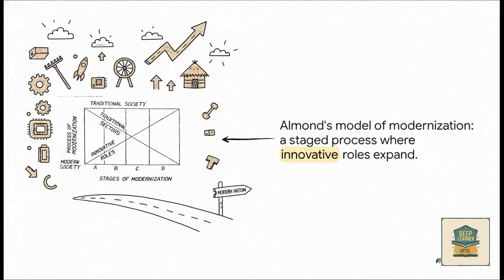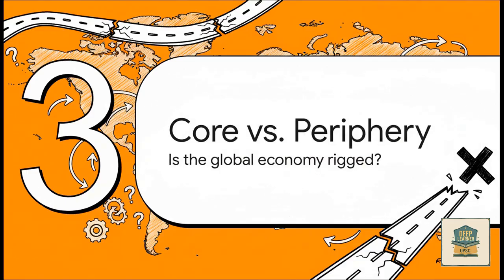And Gabriel Almond's model shows this perfectly. It's this clear, staged process. As a nation moves down the path, you see the modern, innovative parts of society grow, and the traditional ways of life just kind of shrink and fade away. The theory presented it as a one-way street, a universal journey that every single nation was supposed to take to become developed. But what if that one-way street is actually a dead end for some countries?